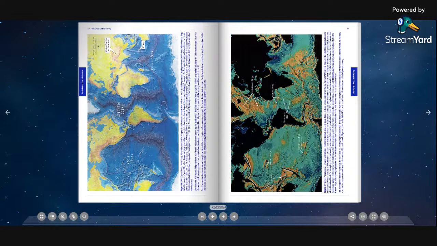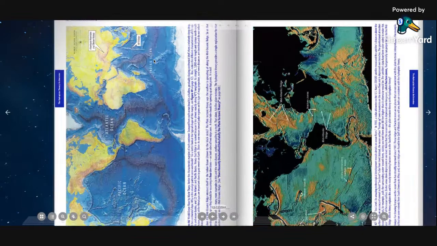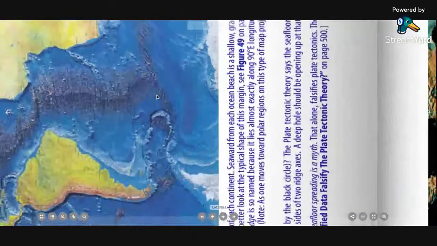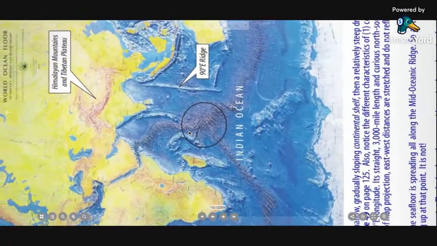90 East Ridge is so named because it lies almost exclusively along the 90th degree east longitude. Its straight, 3,000 mile length, and curious north-south orientation aimed at the Himalayas are important clues as to past events on Earth. So he's talking about 90 East Ridge right up here. Yeah, 90 East Ridge right here, pointed directly at the Himalayas.